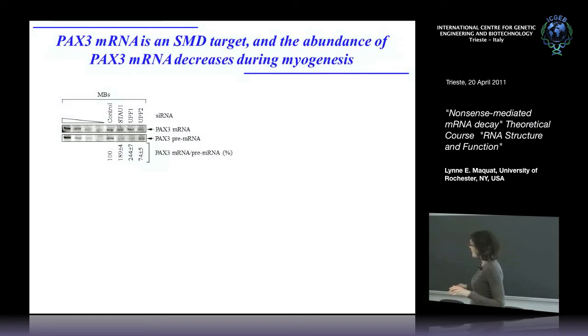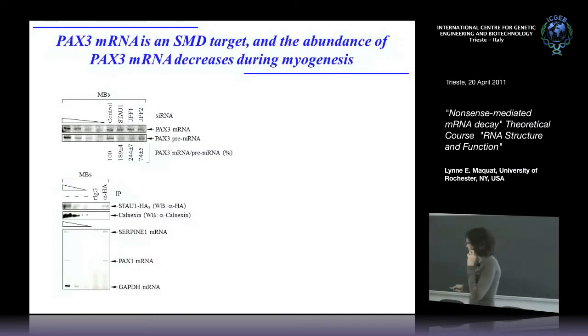And you can see that Stauffen and UPF1 siRNAs upregulate the abundance of PAX3 mRNA relative to its pre-mRNA. And because of competition, UPF2 siRNA, which wipes out NMD, allows the efficiency of SMD to be increased, and therefore the level of PAX3 mRNA to be decreased by SMD. And as we would expect of an SMD target, PAX3 mRNA co-IPs with Stauffen, just like serpine-1 does. We knew that was an SMD target. GAPDH mRNA is not an SMD target. It doesn't bind Stauffen-1 above background.